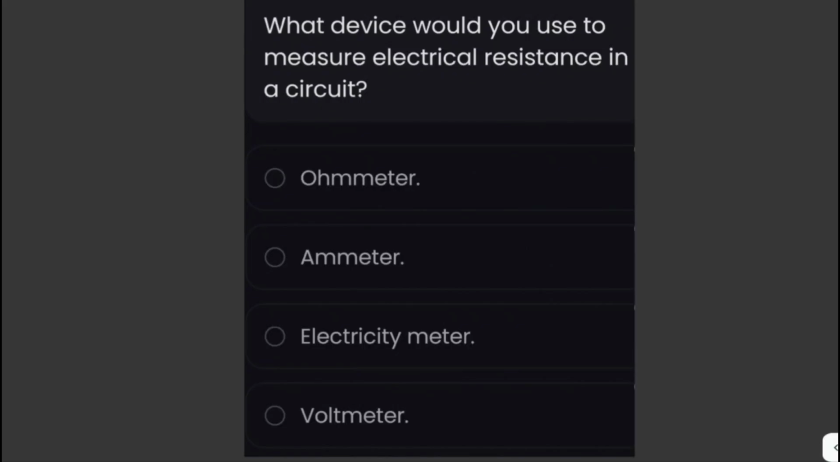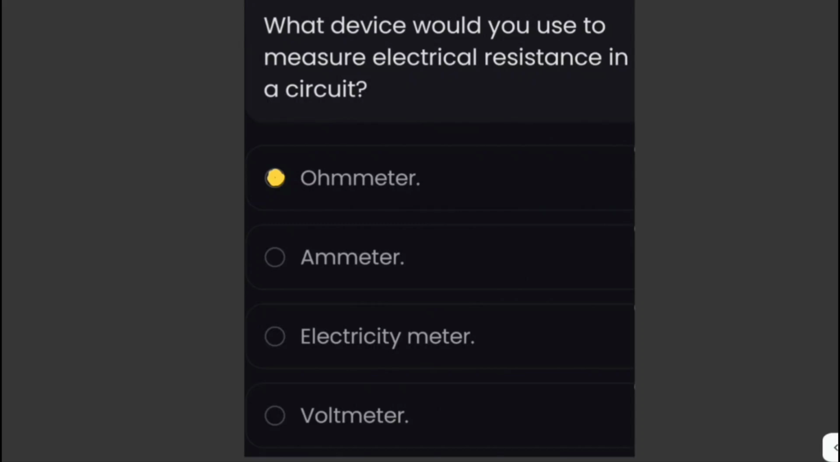What device would you use to measure electrical resistance in a circuit? Ohmmeter, ammeter, electricity meter, or voltmeter? So the answer here is the ohmmeter. Electrical resistance is measured in ohms and can be measured with an ohmmeter.